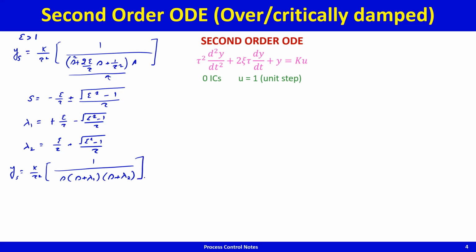Now that being the case, partial fractions: again I'll say f of s is equal to 1 over s times s plus lambda 1 into s plus lambda 2, which is equal to A by s plus B by s plus lambda 1 plus C by s plus lambda 2.